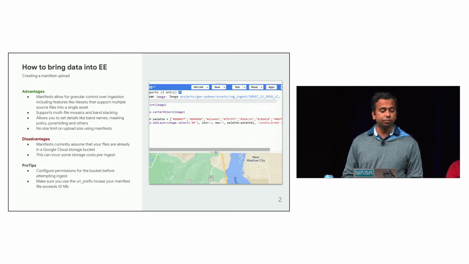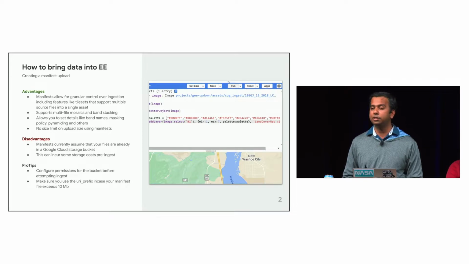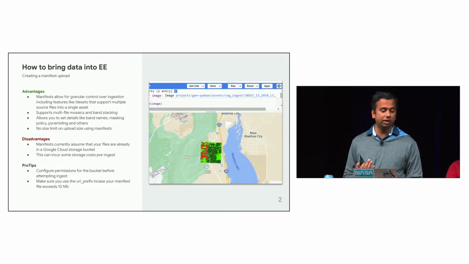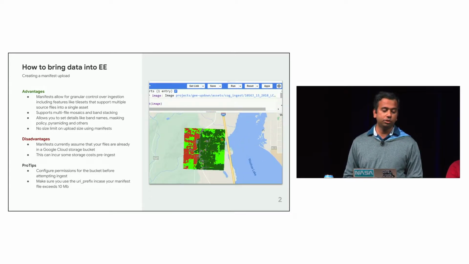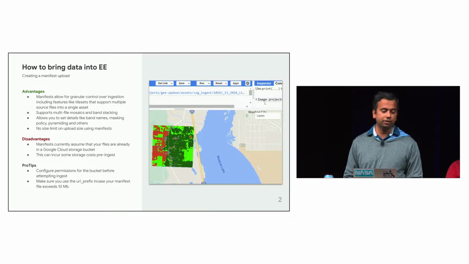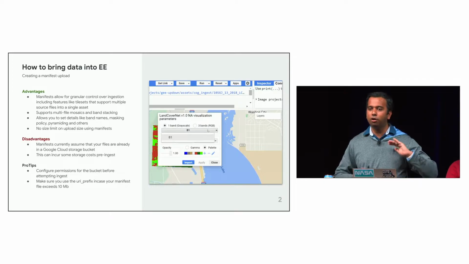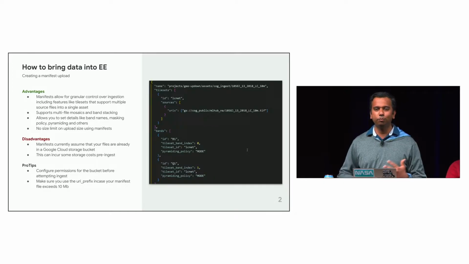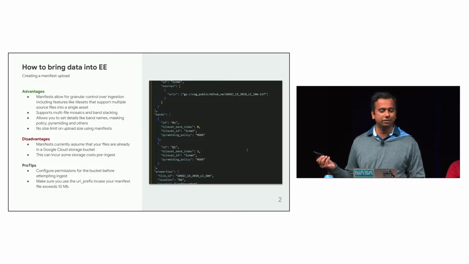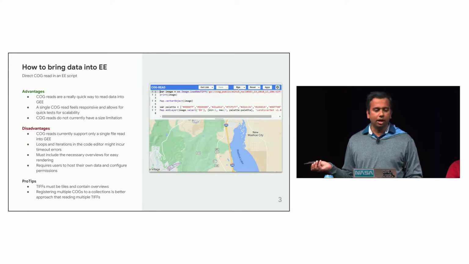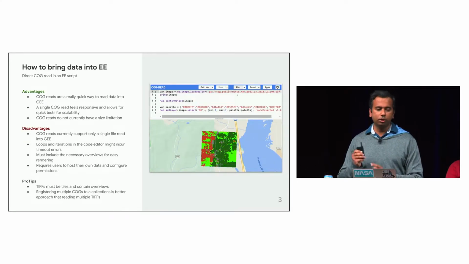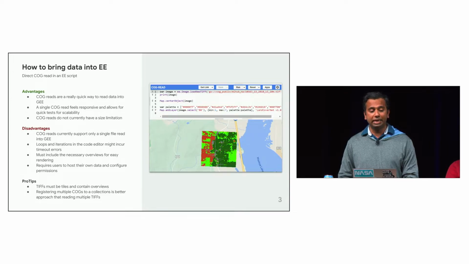And then there are some pro tips that I want to share. Configure permissions for the bucket before attempting an ingest. It's very important that Earth Engine can read your bucket. And make sure you use the URI prefix in case your manifest exceeds 10 MB. There is a limit on how large that JSON file can be, so be careful how large that JSON file is.